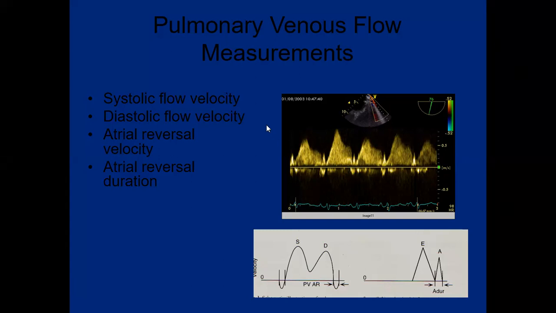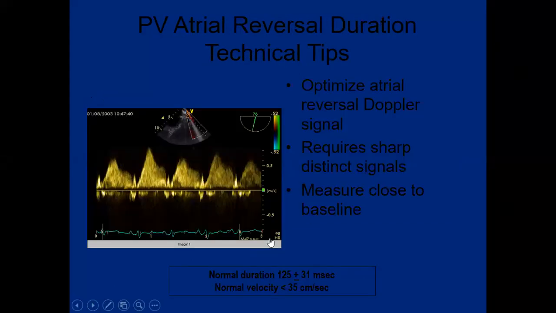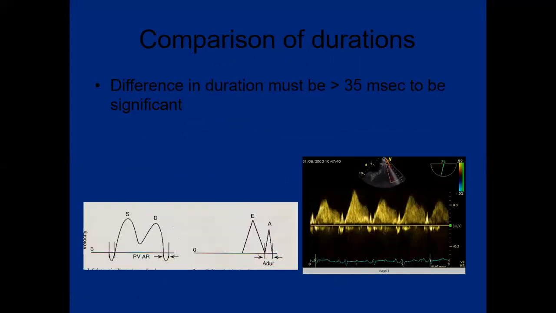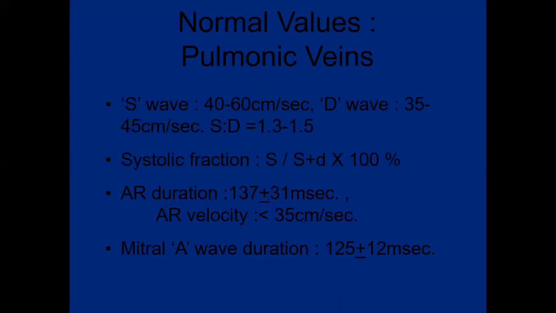Normal S wave is bigger than D wave. This is another example where we have a large S wave and a small D wave. Normally S wave is 40 to 60, D wave 35. Ratio is 1.3 to 1.5. Systolic forward fraction is S divided by S plus D into 100. AR duration is less than 137 milliseconds, and AR velocity is 35 centimeters per second. A wave duration is 125 milliseconds.